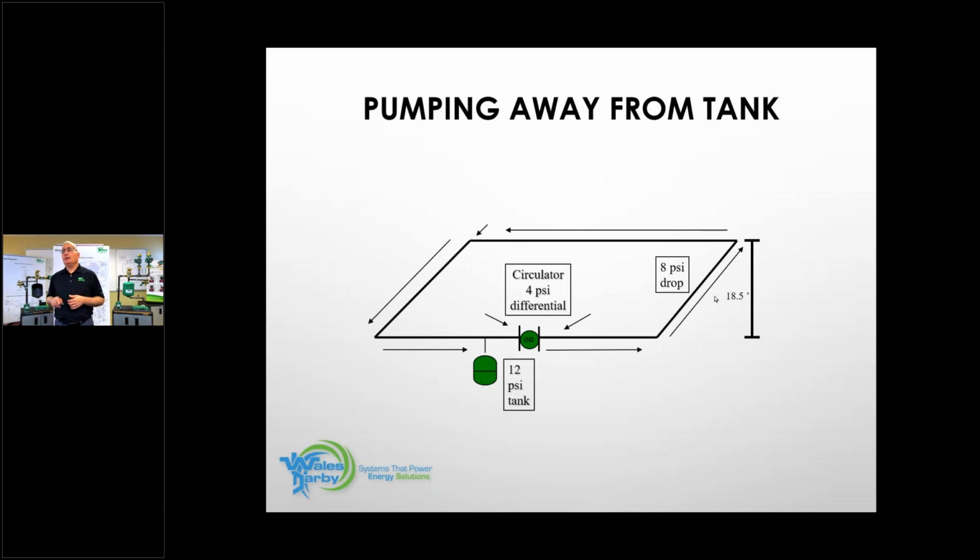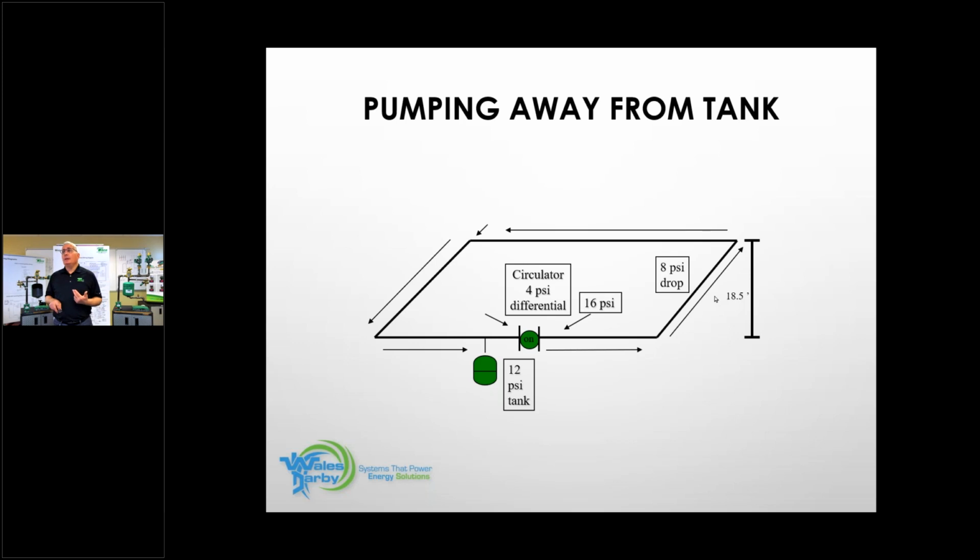So in this scenario, it's a 2-story home. I've got my 12 PSI at my tank. That will never change. Now if I've got my circulator pumping away from it, my circulator will add positive pressure. In this example, we are telling you the circulator is going to add an additional positive pressure of 4 PSI.